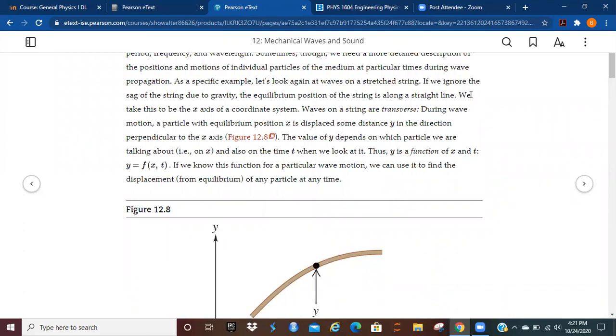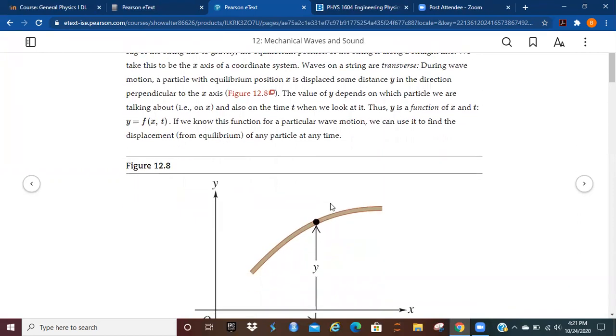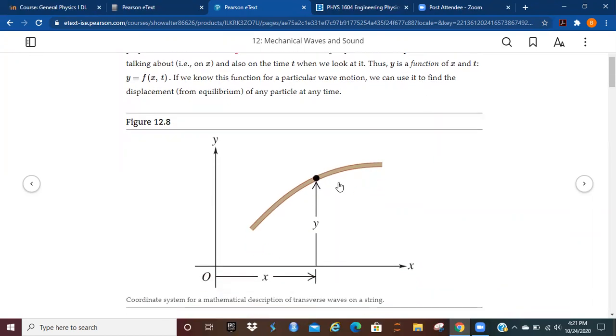So let's look at the waves on a stretched string. If we ignore the sag of the string due to gravity, then the equilibrium position of the string is along a straight line. We take this to be basically the x-axis of the coordinate system. That's everything that we've come to see up to this point. So waves on a string are going to be considered to be transverse. So during wave motion, a particle with equilibrium position x is displaced some distance y in the direction perpendicular. The value of y depends on which particle we're talking about.